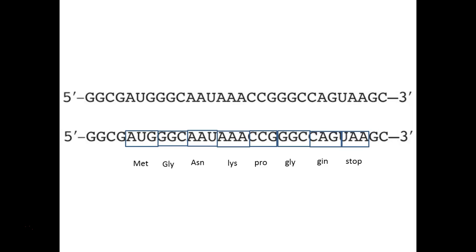So how many amino acids? 8, 7. I counted 7. 1, 2, 3, 4, 5, 6, 7. Oh, I thought stop also counted. Stop doesn't count. Stop is stop. It's not an amino acid, where start is an amino acid.